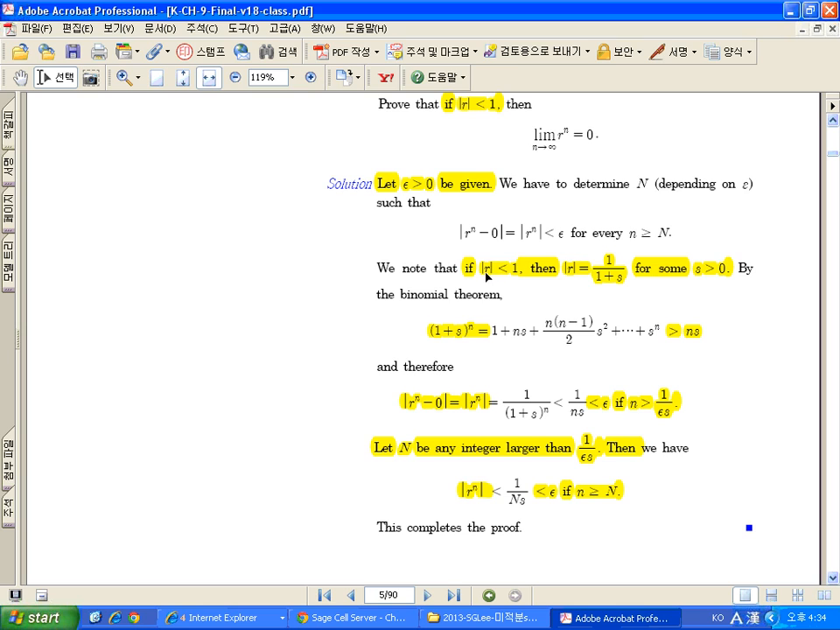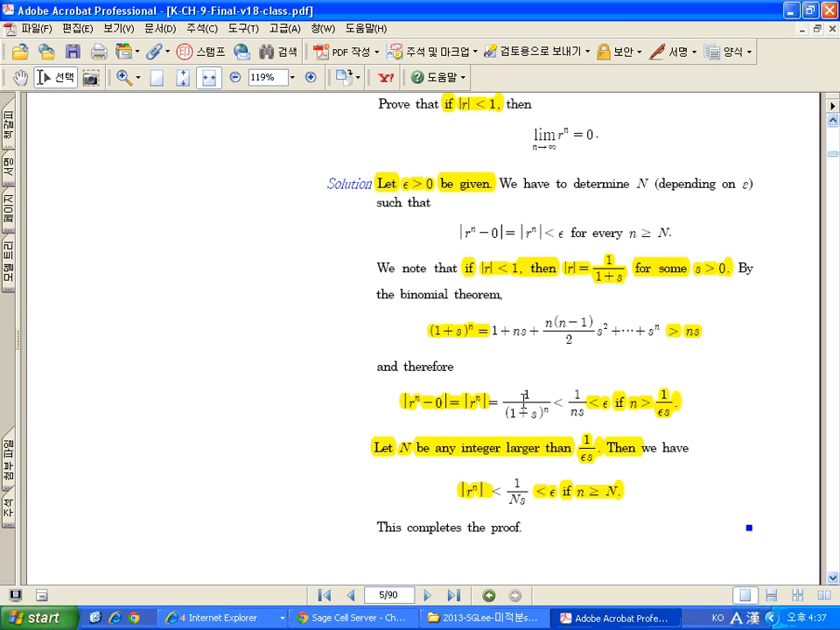Since the absolute value of r is less than 1, we can easily find a small positive number s that is equal to this. Here we use the binomial theorem: we have chosen positive s that makes the two terms the same. Then by the binomial theorem, we can find the inequality that 1 plus s to the n is greater than n times s.